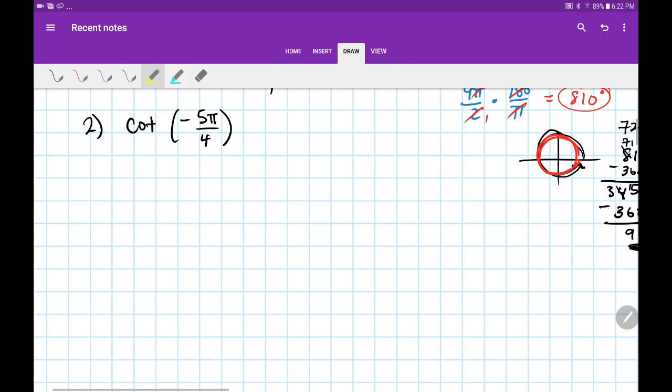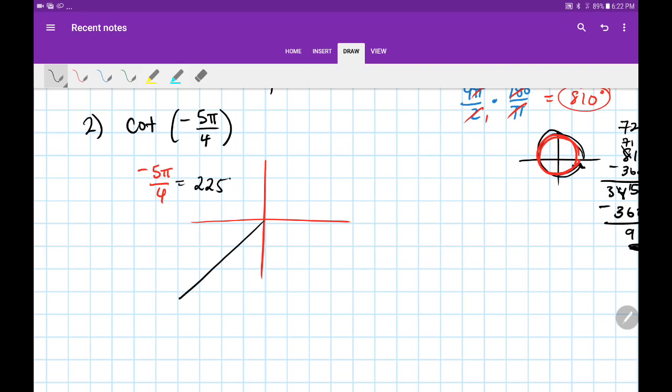Okay, let's move on to number 2. Number 2 says find cotangent of negative 5 pi over 4. So let's figure this out. Negative 5 pi over 4. To figure out where I'm going to plot that, I'm going to first plot normal 5 pi over 4, which is over here. It's equal to 225 degrees. Negative 225 degrees. But I need to go in the opposite direction because this is a negative angle.